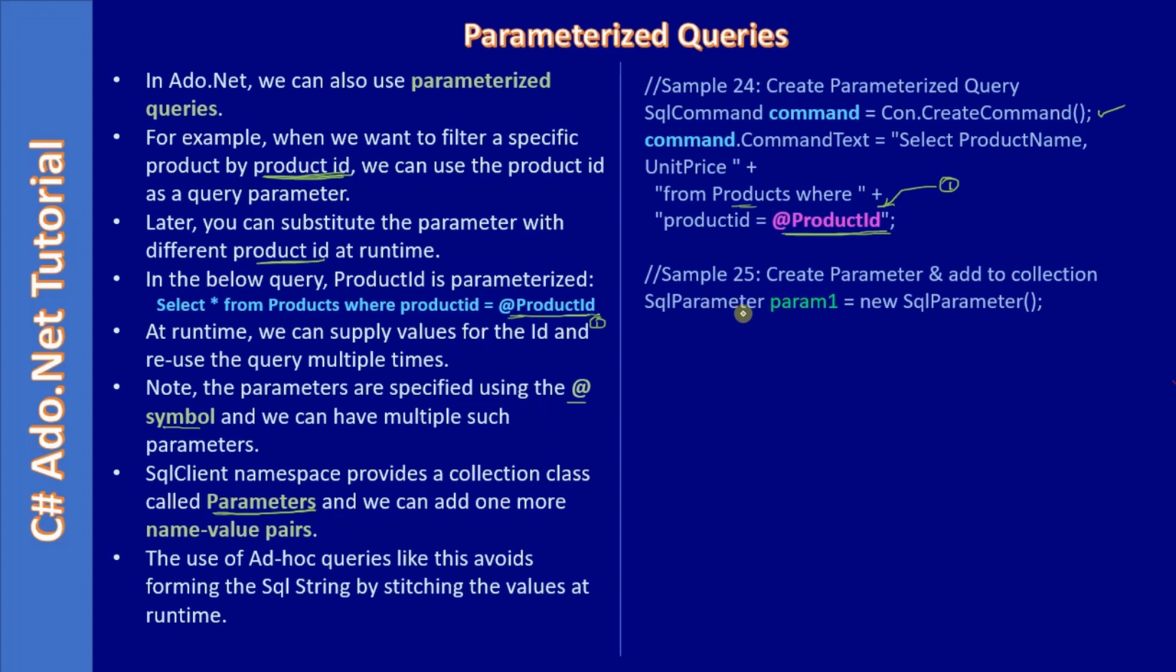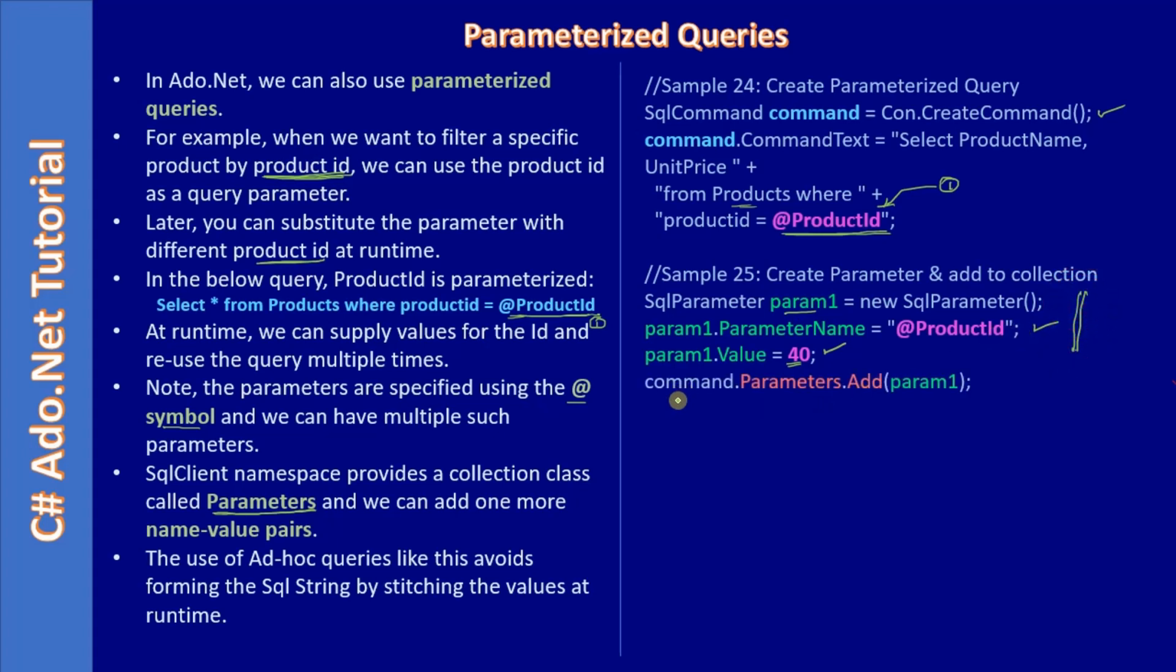Next, we are making use of the SqlParameter from the SQL client namespace, and we are calling that param1. SqlParameter param1 equal to new SqlParameter. Next, param1 dot parameter name, product ID. We are specifying the parameter name, and here you can see we are supplying the value 40. You can send this as a name value pair also, but here we are forming a separate SqlParameter instance.